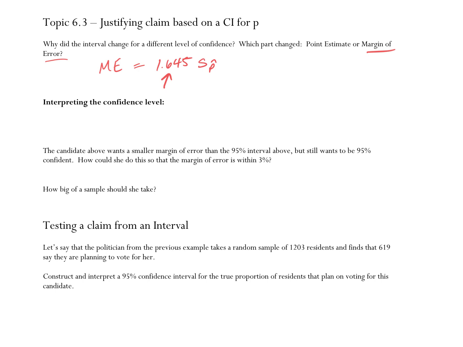Now I want to talk about interpreting the confidence level, because this is something that is very, very commonly not understood. So first of all, we have the confidence interval, and then we have the confidence level. If we interpret the confidence level, I'm asking, what does the 95% mean? What does it mean to be 95% confident?